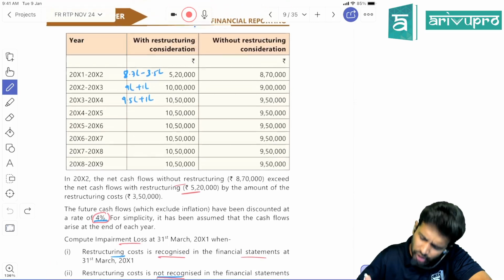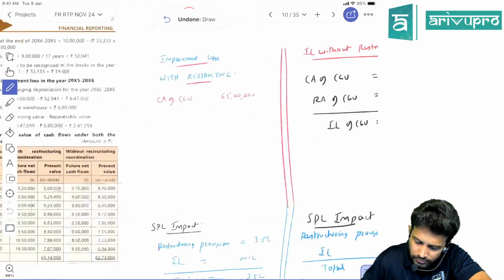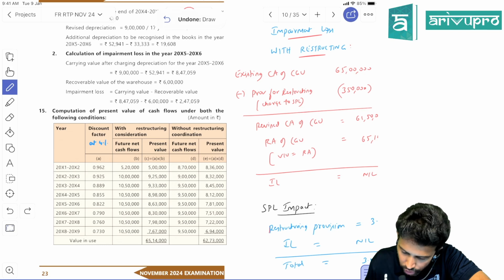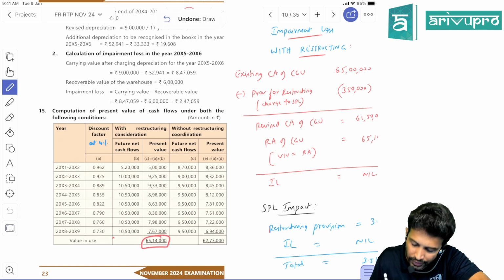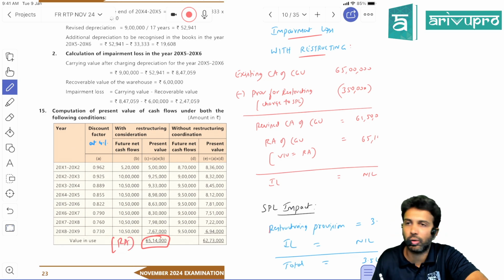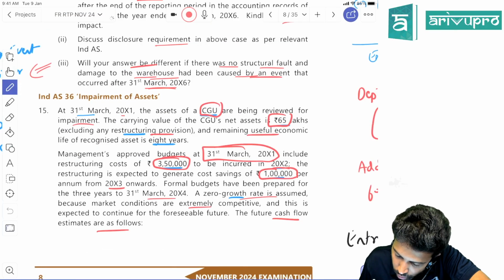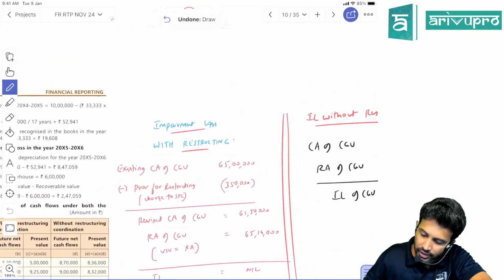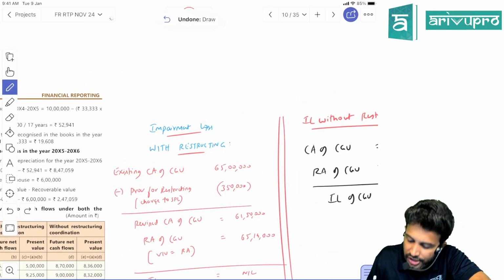How do you get value in use? All these future cash flows are discounted at 4%. That's what they've done over here. These are your future cash flows. They have taken the discount factor and multiplied. So with the restructuring, value in use will be 65,15,000. That value in use itself becomes your recoverable amount. What is the carrying amount they have given? In the first case, without making a restructuring provision, the carrying amount is 65 lakh. Let's look at this impairment loss with restructuring. The existing carrying amount of the CGU is 65 lakh.